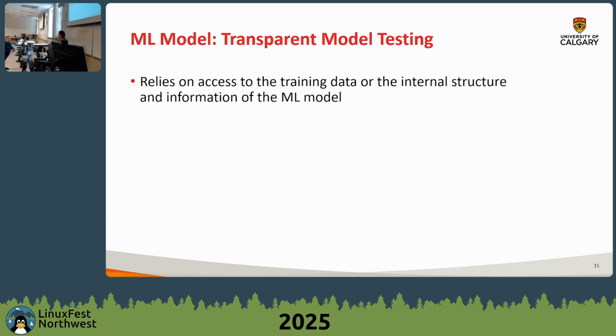Now, for the model testing, we do have the white box testing that tends to try to find fairness bugs by examining the training data or the internal structure of the machine learning model. So this is used when we have access to the internal parts of the model.